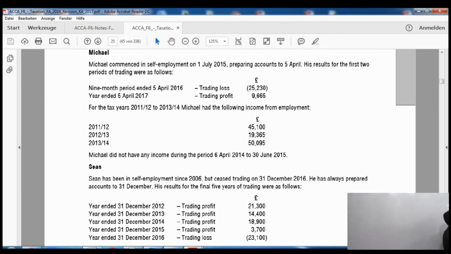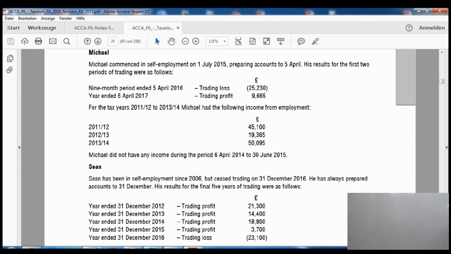The first period of trade was for 9 months, ending on 5th of April 2016, and he incurred a loss of 25,230. And after that, in the year ended 5th of April 2017, he made a trading profit of 9,665.